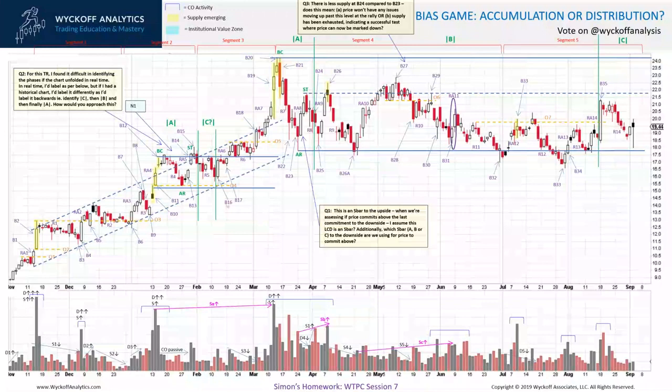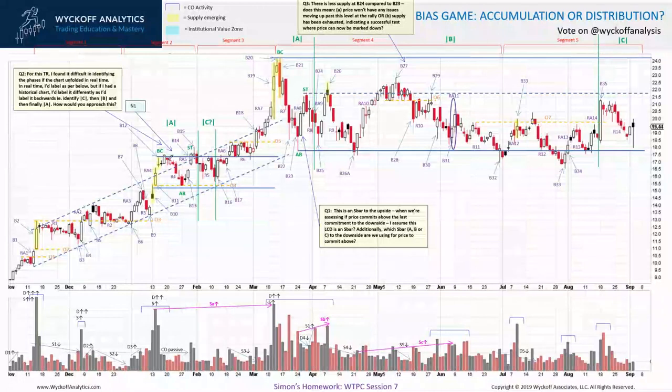And while you're thinking about this, let's go through some of the questions here. So for this trading range, in a smaller trading range in the reaccumulation, I found it difficult identifying the phases if the chart unfolded in real time. In real time, I'd label it as per below, but if I had a historical chart, I'd label it differently, as I'd label it backwards, identifying phase B, then C, then B, and then finally A. How would you approach this?